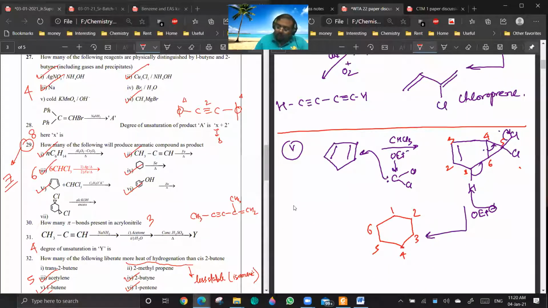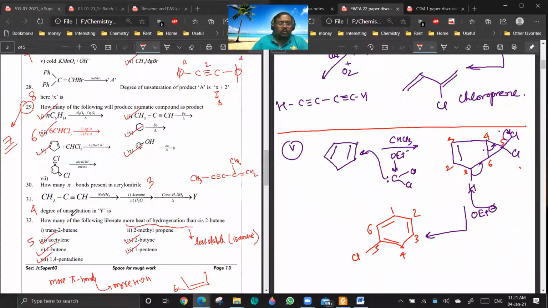Now chlorine is at the 5th position. Between 1 and 6 there is a double bond, between 2 and 3 there is a double bond, between 4 and 5 there is a double bond. So actually you'll be getting chlorobenzene, not benzene. Is this clear to all of you? Yes, sir. Okay. In 29, the answer should be 7. All of them will be giving aromatic compounds. Other answers are okay.